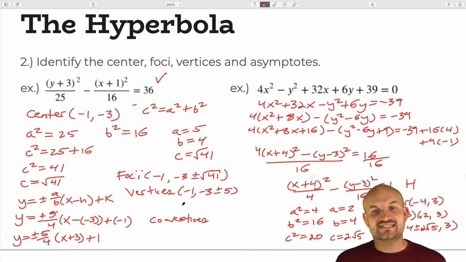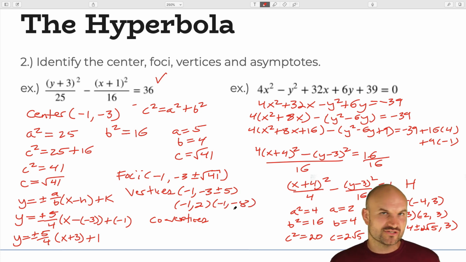Now here, I can simplify that, right? So I can do -1, -3 plus 5, that's going to be 2, and then -1, -3 minus 5 would be a -8. I really just wanted to redo them again, show you guys the common mistakes.